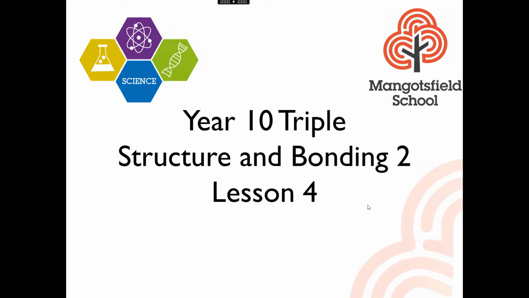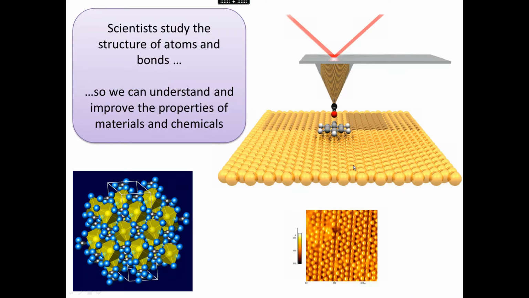It is time for lesson 4 of the structure and bonding topic, where we are learning to understand the properties of materials and chemicals. Now, we've been learning about transition metals in the last couple of lessons. And in today's lesson, we are going to be comparing transition metals to the group 1 elements that we had a bit of a look at in lesson 1 for revision of trilogy content.